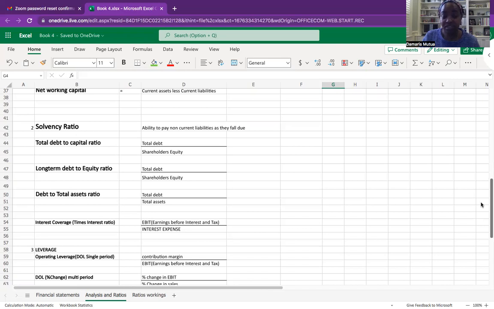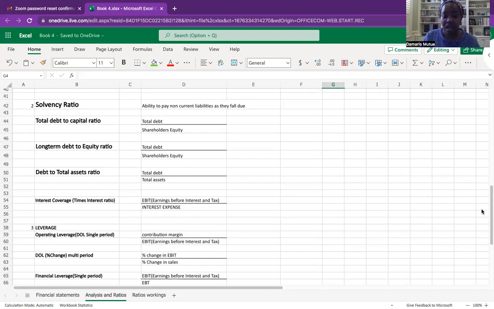We'll also be looking at our operating leverage. How are we using fixed costs to finance the profitability of the organization? Financial leverage, how are we using debt to finance the profitability of the organization? So watch out for my next YouTube video. That is what I'm going to be looking at in my next video.